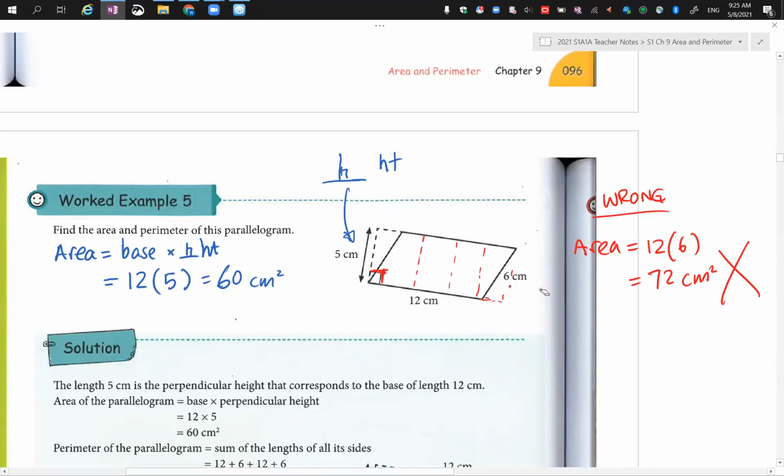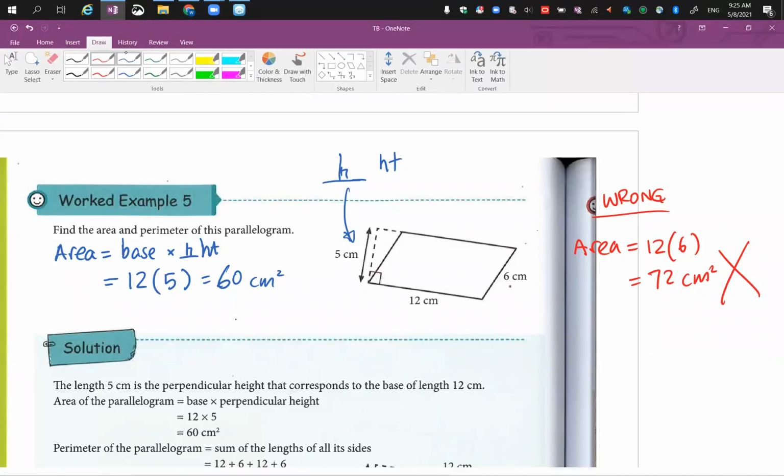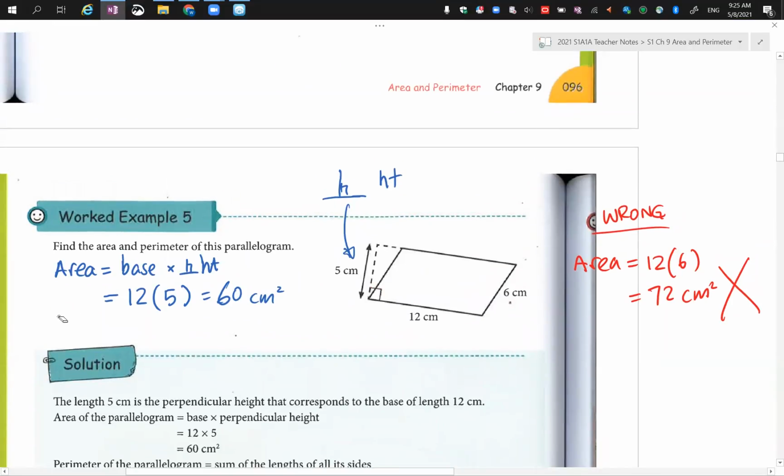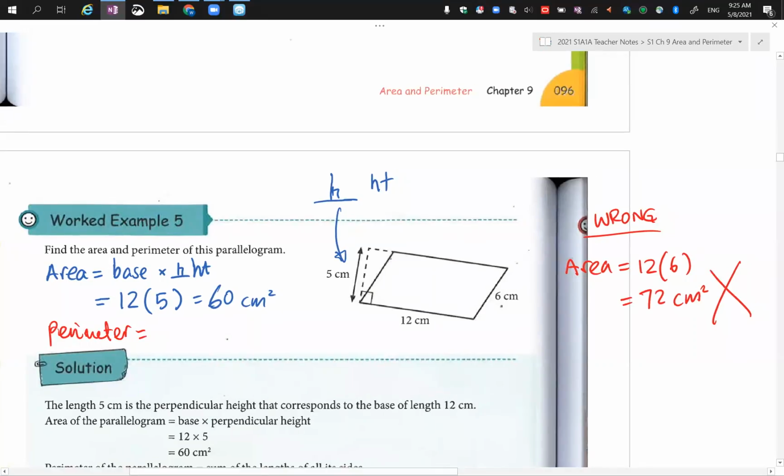Okay, so now, next part, I think you can do it by yourself. Find the perimeter. See, the question says area and perimeter. So perimeter. If you know how, then try it. Okay, so what's the perimeter? Trace out the diagram. Whatever you're tracing is going to be the outline. That is going to be our perimeter. So what is the value?